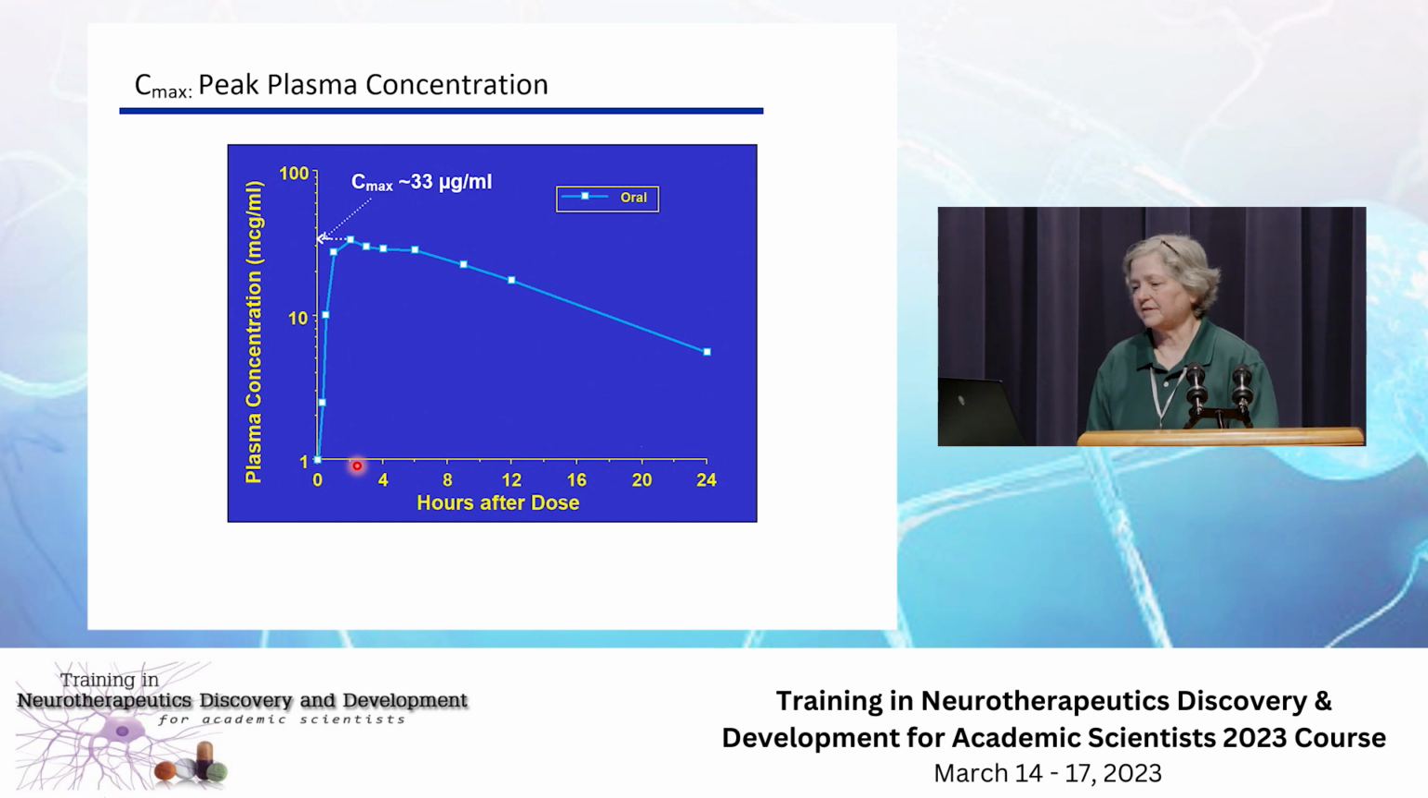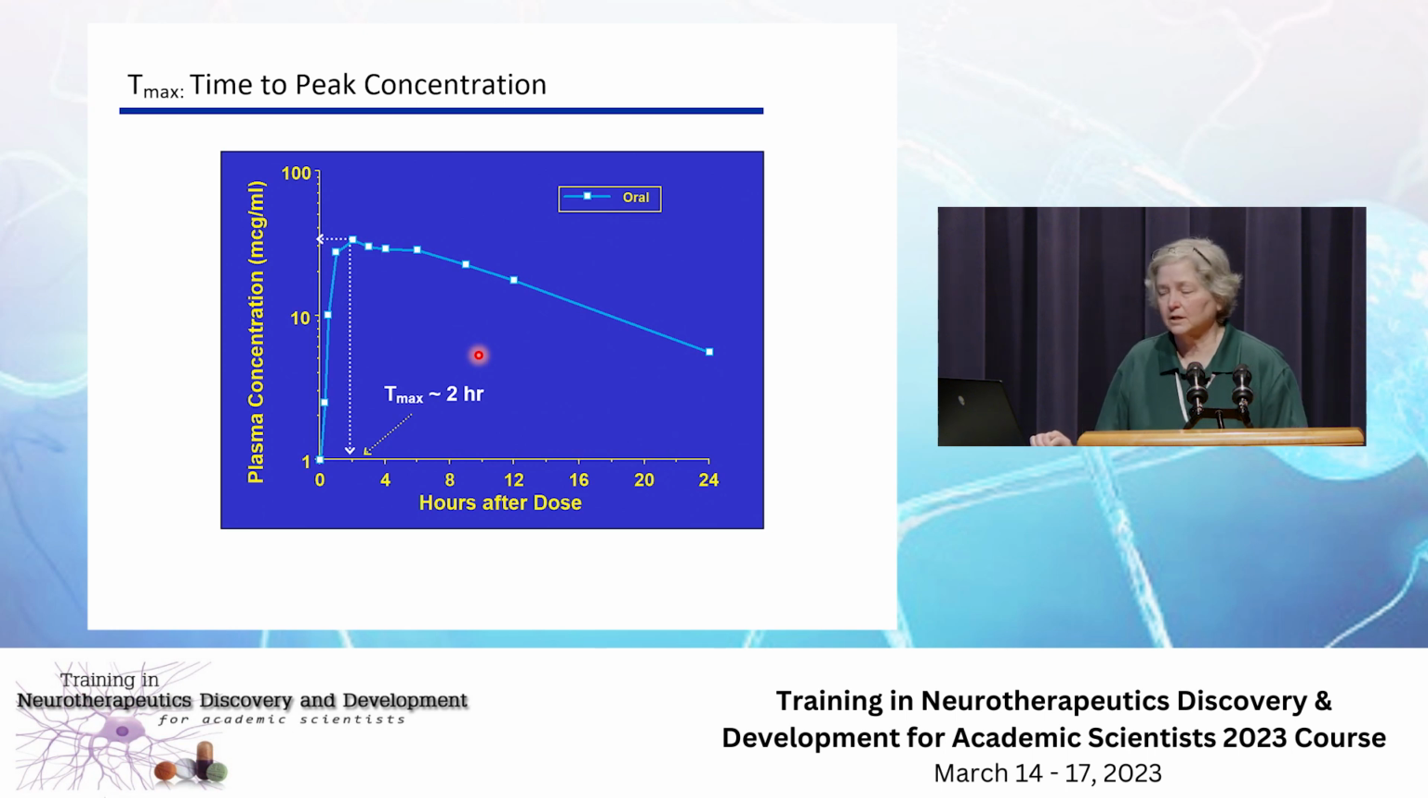As we move into defining pharmacokinetics, you'll hear people talk about Cmax, peak plasma concentration. Peak concentration is very easily read directly from the concentration time profile, just by extrapolating over to the y-axis. Note that this is a log scale, so this peak concentration is about 33 micrograms per mil.